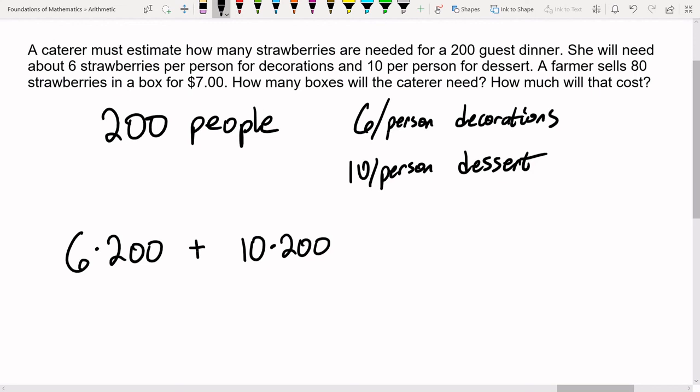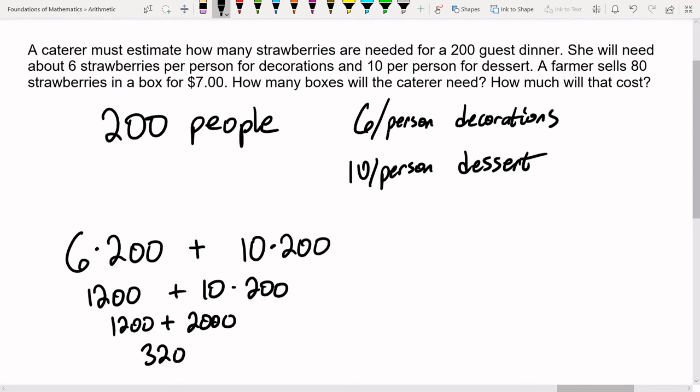So to do this, we need to use order of operations again. 6 times 200, that's 1,200. Again, I'm working left to right. And then 10 times 200 is 2,000. And of course, 1,200 plus 2,000 is 3,200. This is how many strawberries are needed.